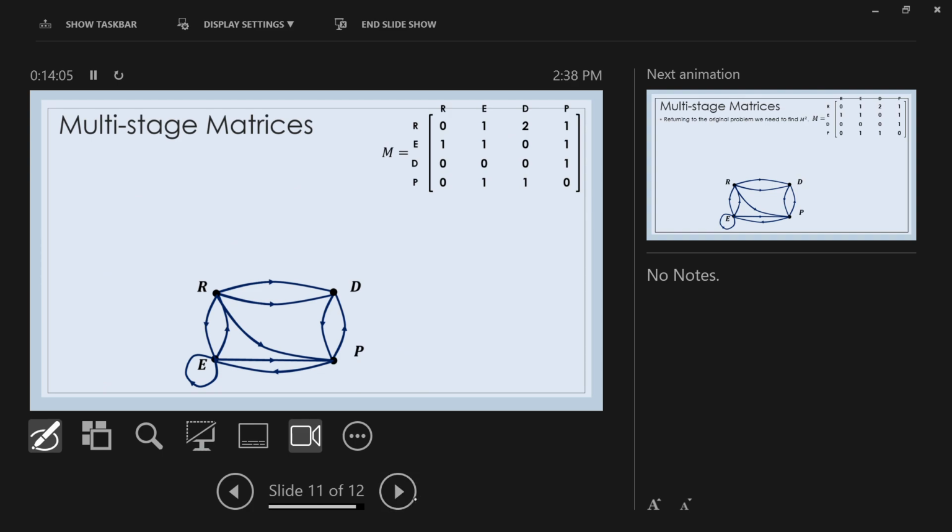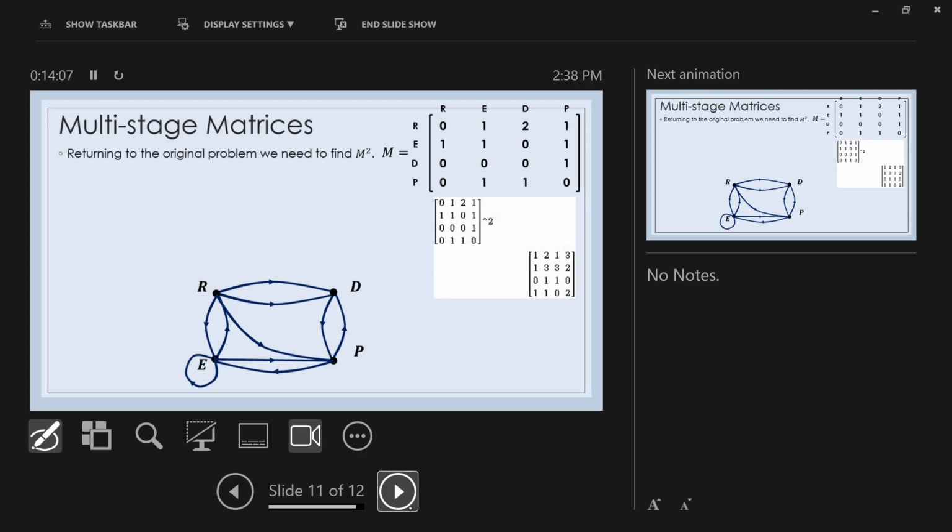Now, if we want the 2-step equation, what we're then going to do is take the matrix itself and put it to the power of 2. We square it. That will tell you what the 2-step is for this. So the 2-step is now from, in order, we had R, E, D, P, R, E, D, P, all of these, they all correspond to 2-step from each of those.